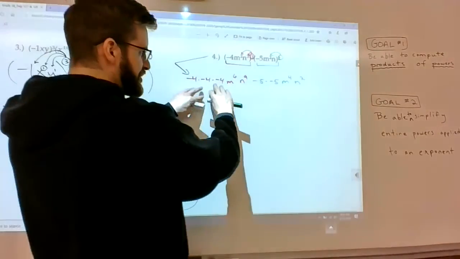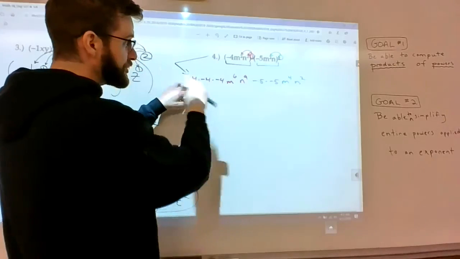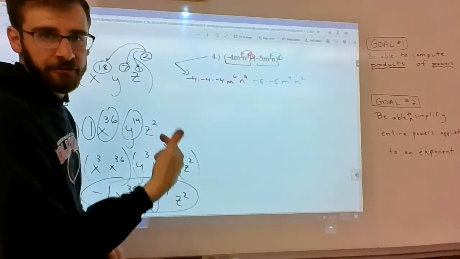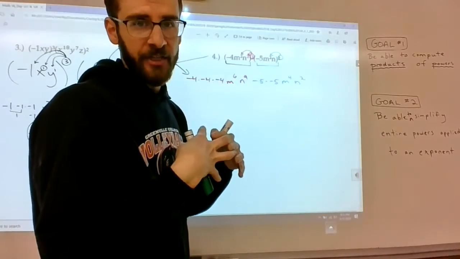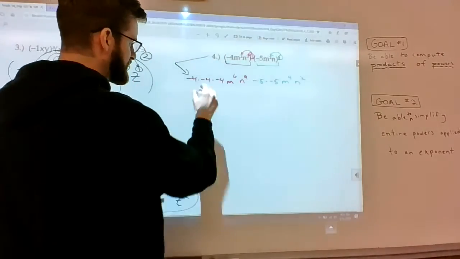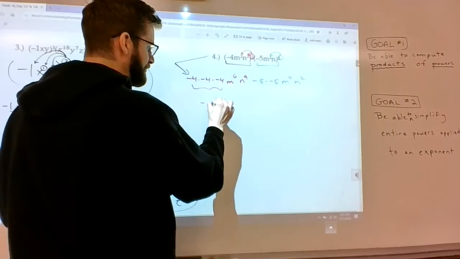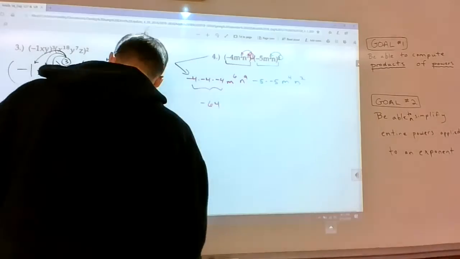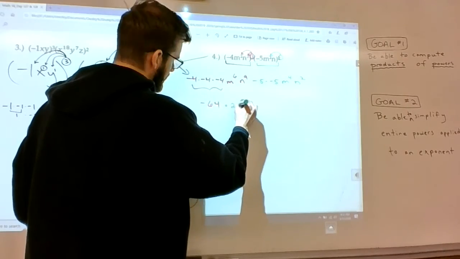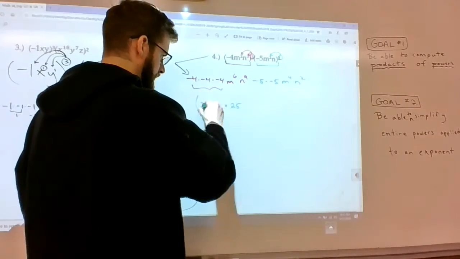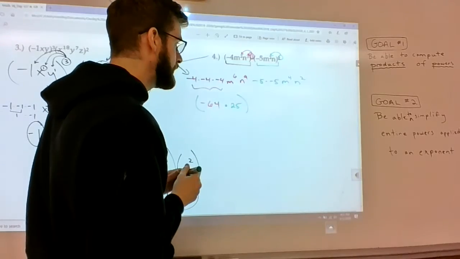Now, I can just take these coefficients, -4 times -4 times -4 times -5 times -5. I can crush them all together and multiply that all at once. So this is going to be -64 times +25. All right, you got to keep track of those negatives. So there's my first group.